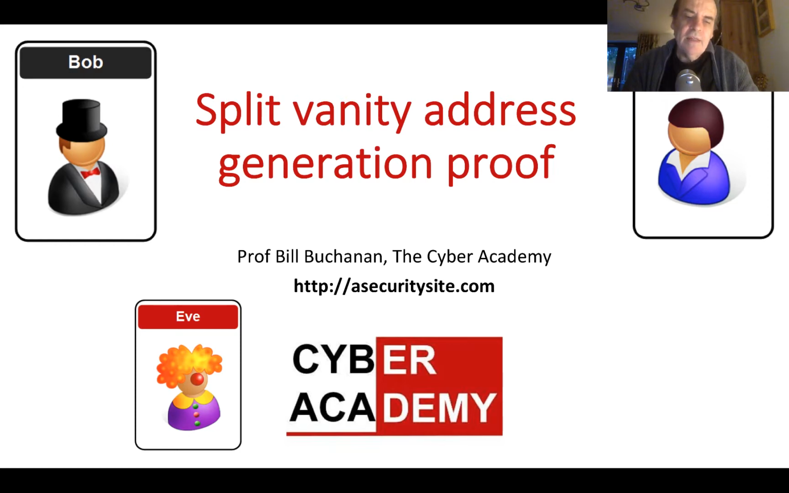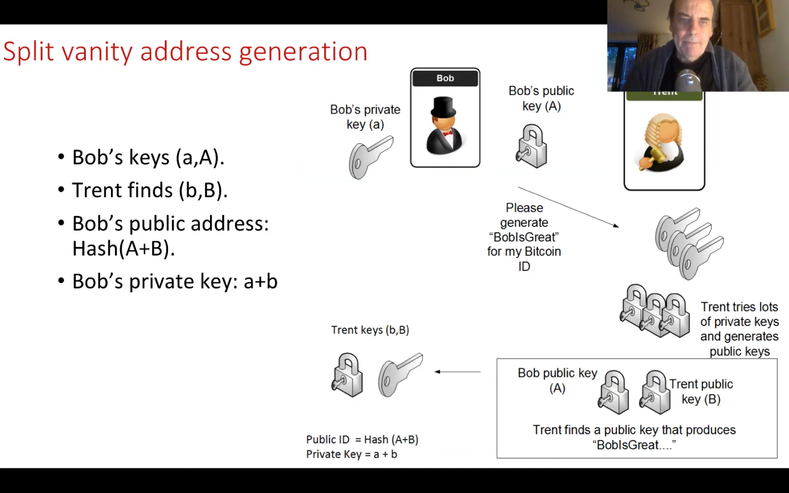Let's look at the proof of the split vanity address generation. Okay, so here's the basic method that we have. Bob has a private key and an associated public key. We'll call it A: big A, little a for the private key, and big A for the public key.